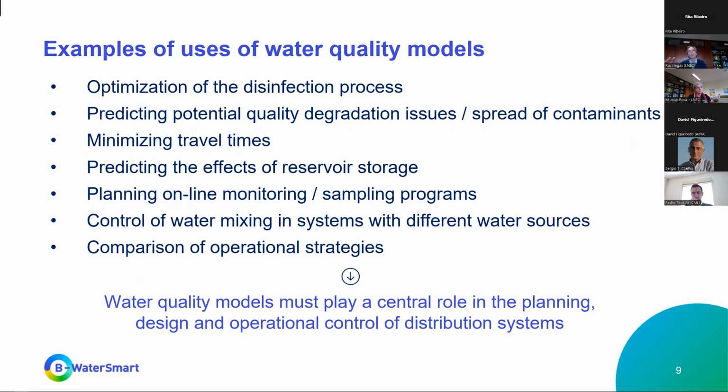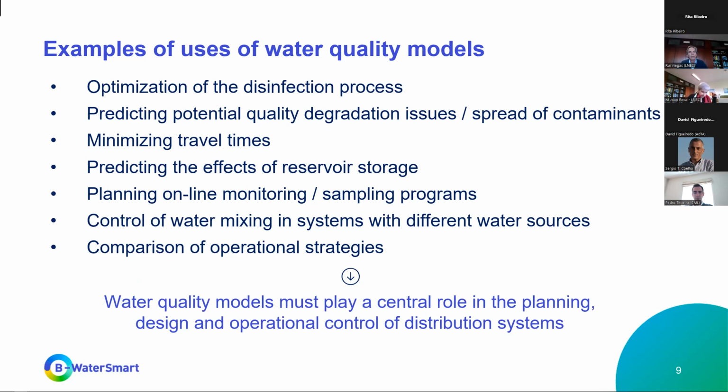if you know the disinfectant concentration, for example, that you need in a distribution system, you can optimize the disinfection process uphill. For predicting the potential quality degradation issues, as Maria João already spoke about. For minimizing travel times, time is very important in the distribution networks.